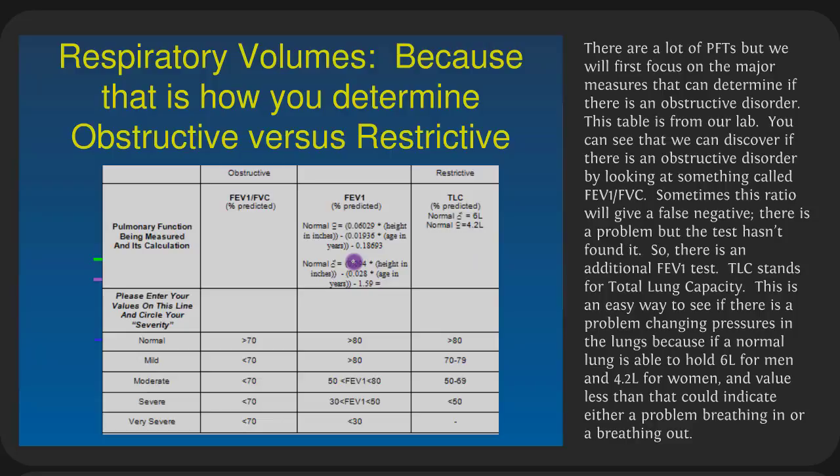You can see that we can discover if there's an obstructive disorder by looking at something called FEV1 over FVC. Sometimes this ratio will give a false negative, so there's a problem, but the test hasn't found it. So we'll also look at an FEV1 percent predicted, and you have a predicted FEV1 based on your height and your age. TLC stands for total lung capacity. This is an easy way to see if there's a problem changing pressures in the lungs, because if a normal lung is able to hold 6 liters for men and 4.2 liters for females, any value less than that could indicate either a problem breathing in or a problem breathing out.